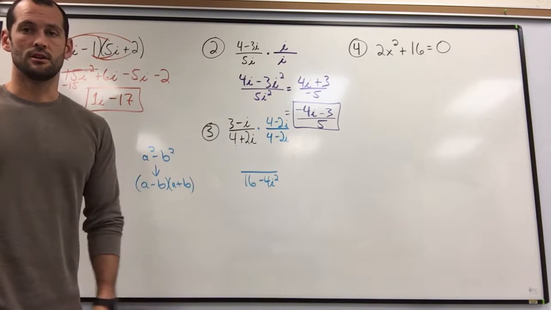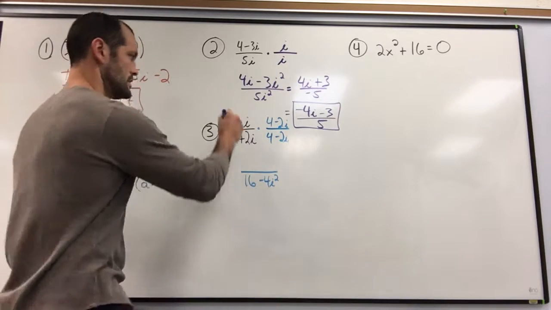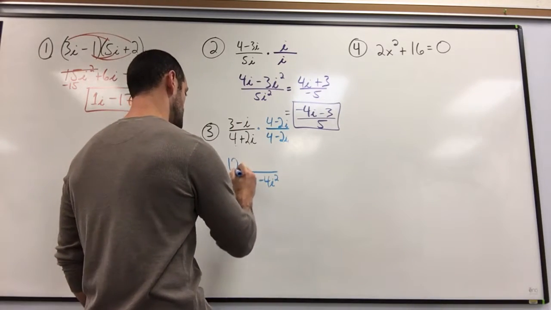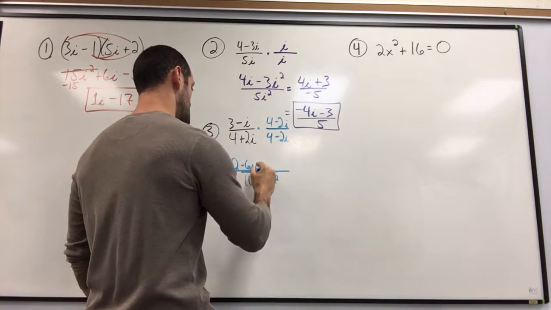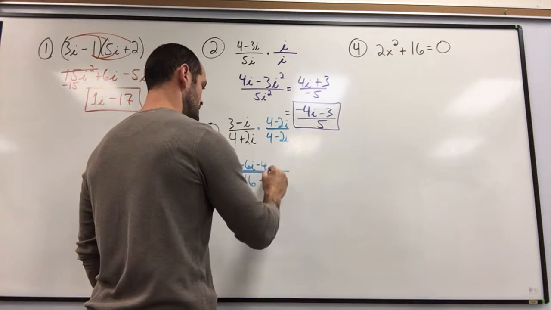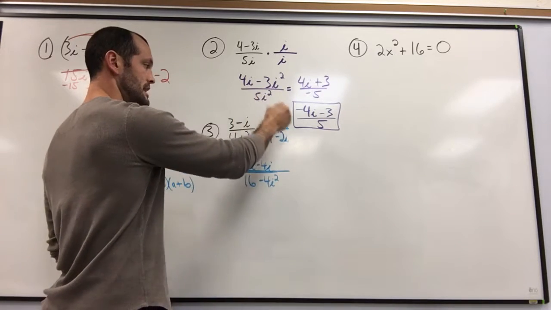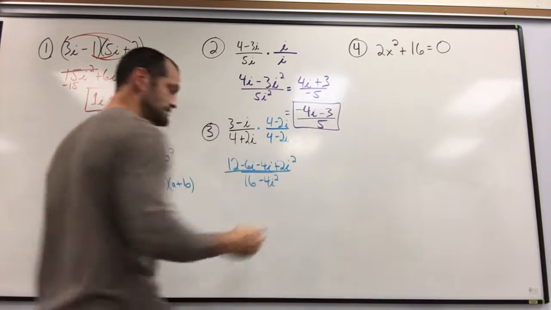Top doesn't have any of that, though. I can't cheat. I'm going to have to multiply it out. Very, very similar to number 1. 3 times 4 gives me the 12. 3 times -2 gives me -6i. -i times 4 gives me the -4i. And -i times -2i is a positive 2i squared.